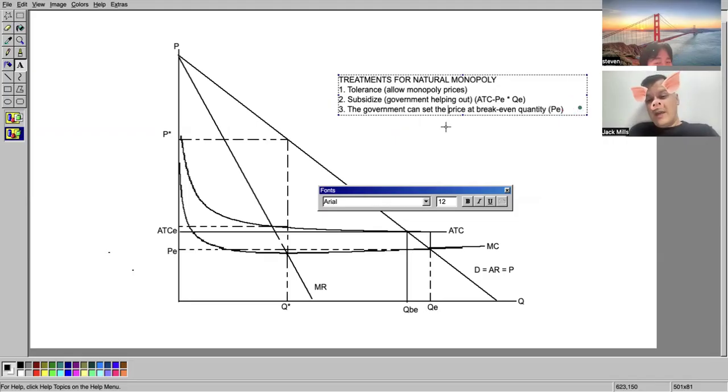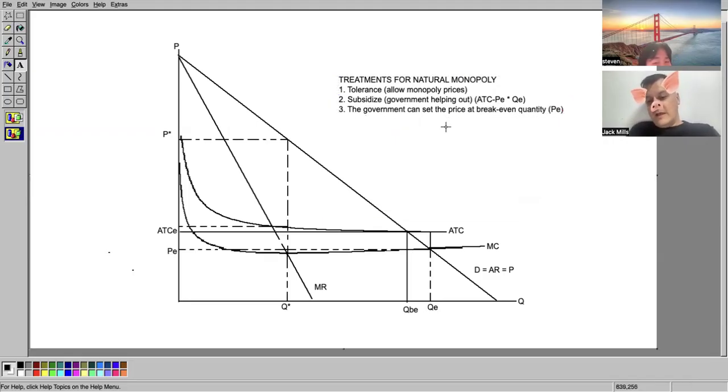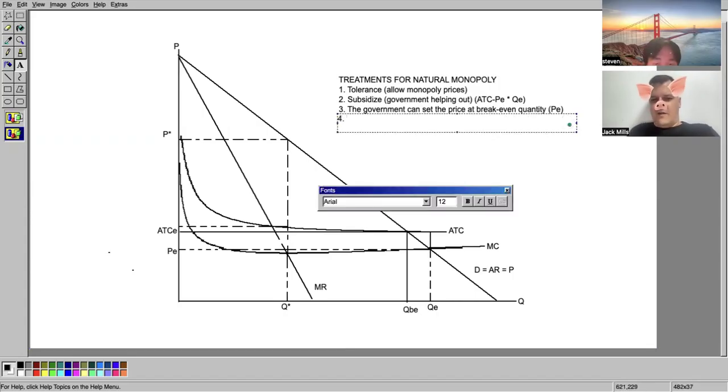Or there's one other option, which is basically the same thing as subsidized. That's where you nationalize it, right? Where the government basically takes over. Maybe you should write that too. Besides two, you can say subsidize or nationalize, right? So after ATC minus PE times QE, just put there nationalize. But that's basically the same thing as subsidize. It's just that the taxpayer is now paying for it, which is the same thing as a subsidy.